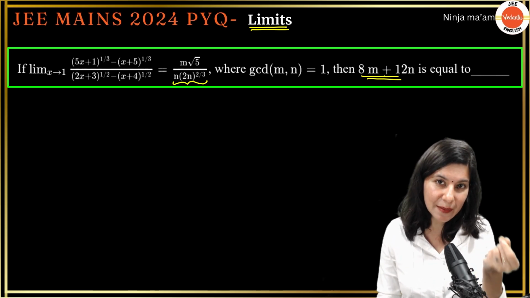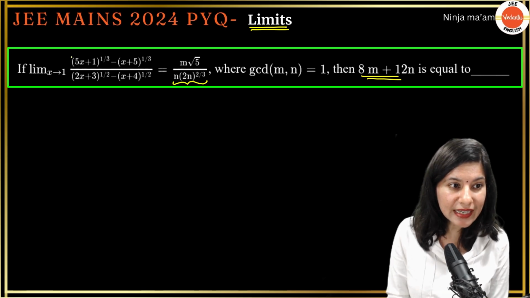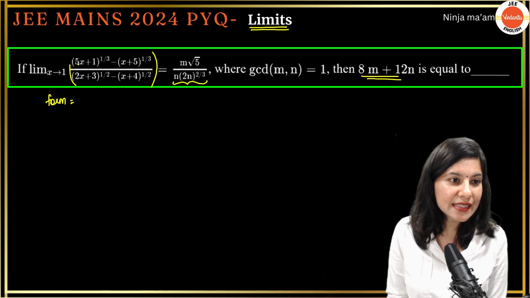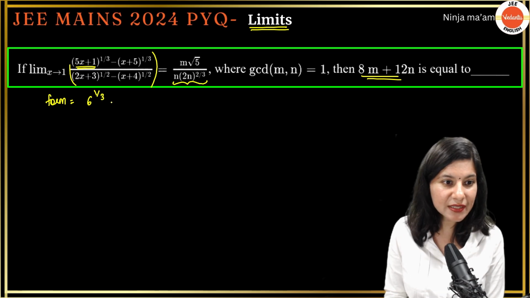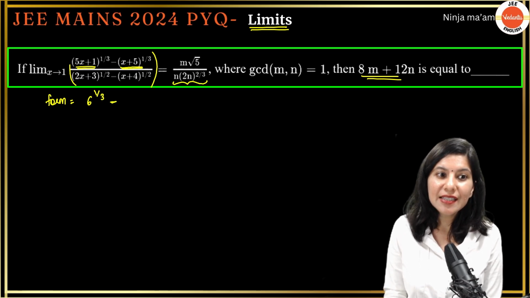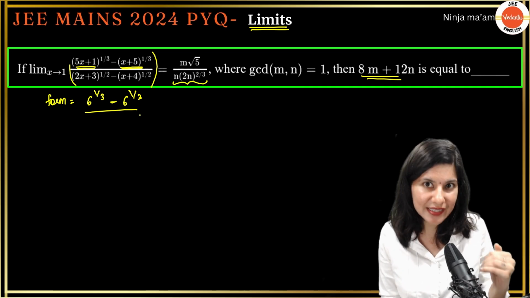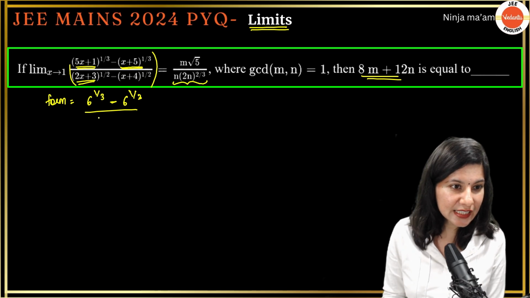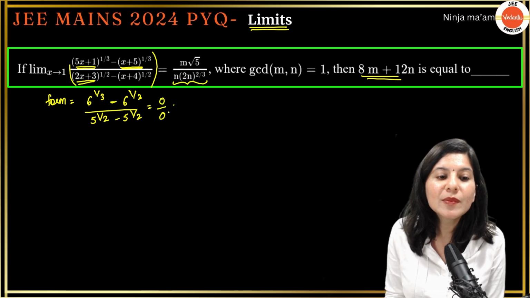The very first step: check the form of that limit. The moment I put x equal to 1 in this whole expression, the numerator becomes 6 raised to power 1 by 3 minus 6 raised to power 1 by 3. So it feels that 0 is getting created, and 0 by 0 form is anticipated. Let's see what is happening with the denominator: 3 plus 2, 5 raised to power half, minus 1 plus 4, 5 raised to power half. So clearly 0 by 0 form is getting created.